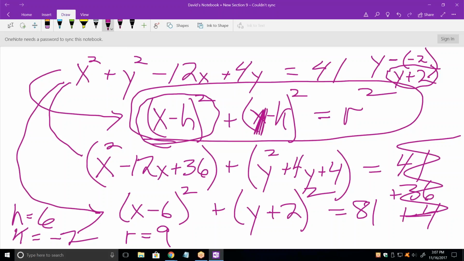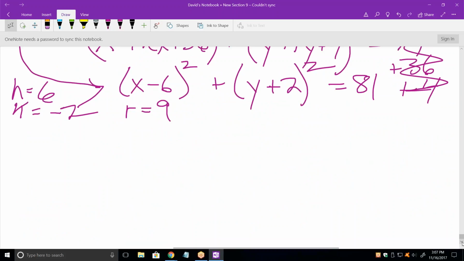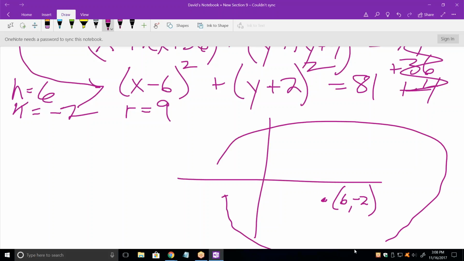How do we graph that? Pretty easily. There are few things easier to graph than a circle. You find the center, 6 comma negative 2. And you draw a circle around it of radius 9. Radius 9 puts one side about like that. Not much of an artist, but you get the idea. In other words, this radius is 9.